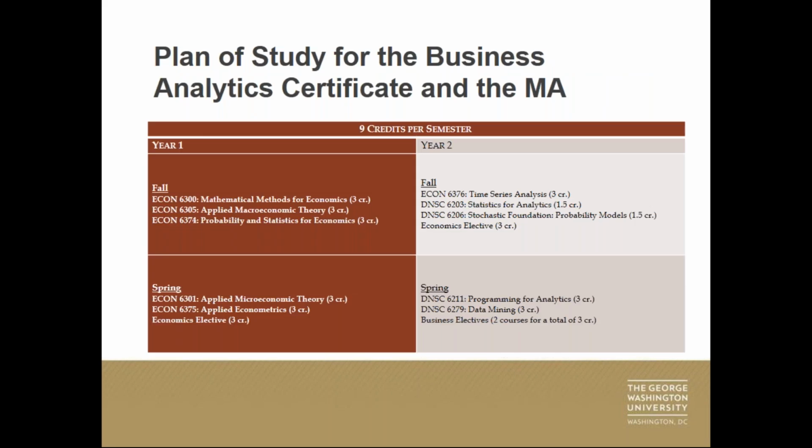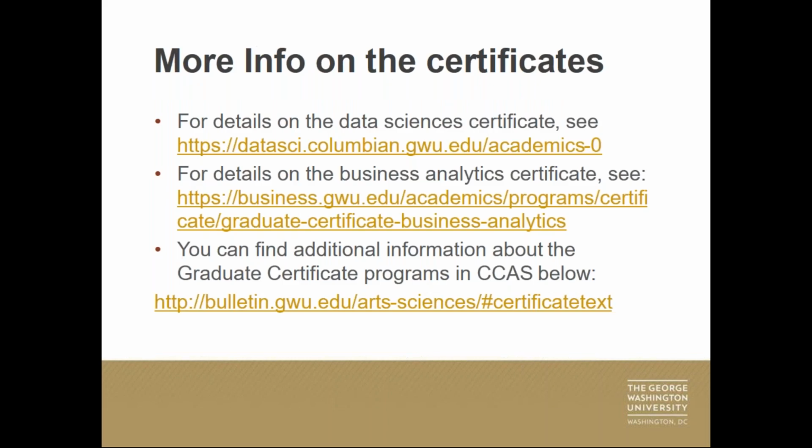Same idea, plan of study for the business analytics certificate. First year, fall, spring, second year, fall and spring. And you just pay attention to your credits. You'll notice that on the business program, there are a couple of courses that are only 1.5 credits. So you would take 2 courses instead of just 1 there.